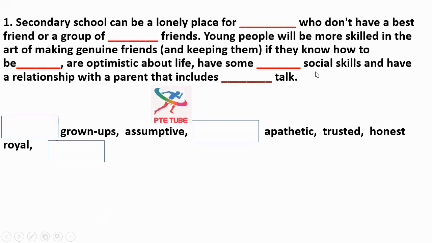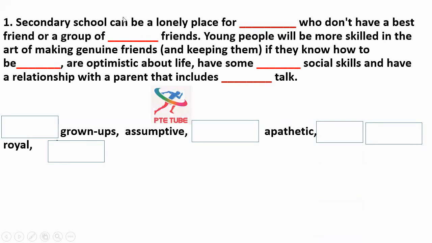And have a relationship with a parent that includes dash talk. It is a kind of collocation. That includes grown-up talk, no; assumptive talk, no; apathetic, no; trusted talk, no; royal talk, no. What goes there best is honest. Hence, honest fits in.